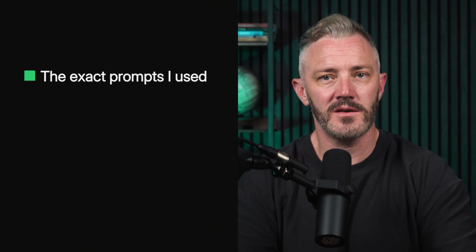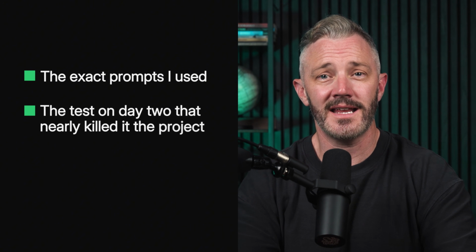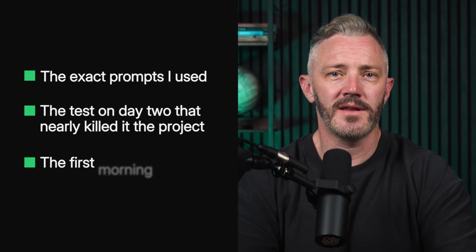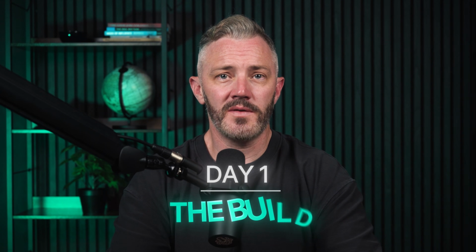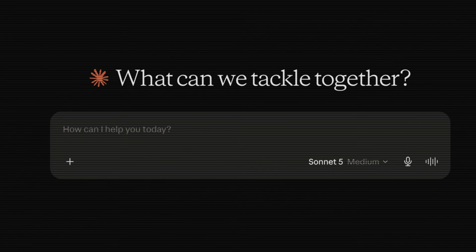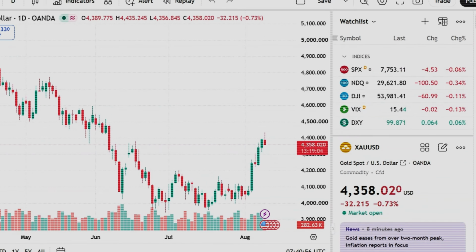So in the next few minutes, I'm going to show you the exact prompts I used, the test on day 2 that nearly killed the project, and what happened the first morning the system traded without me. So this is day 1, and on the screen is everything I started with. 1 empty Claude chat and 1 clean gold chart.